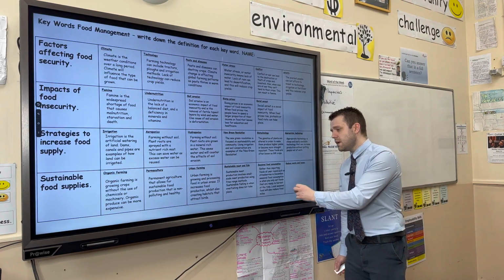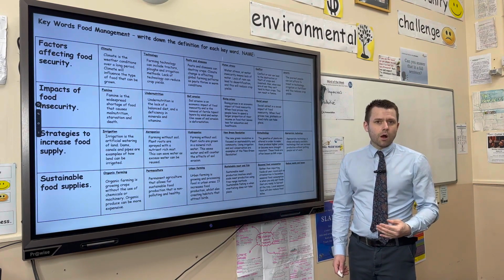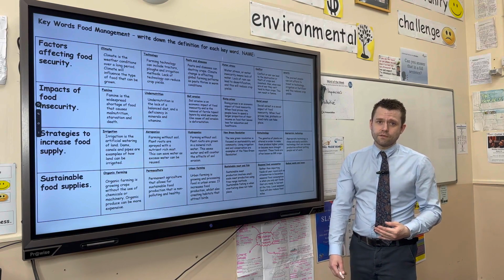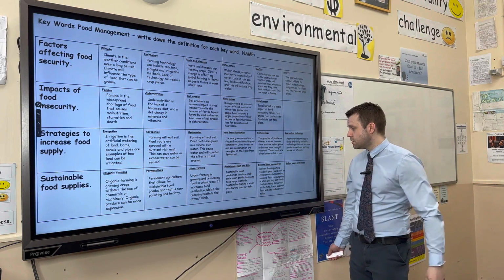However, if we eat local food that's in season, there is no transport from hotter climates. There's no chilling of the food using energy. It is better for the environment and reduces food miles.